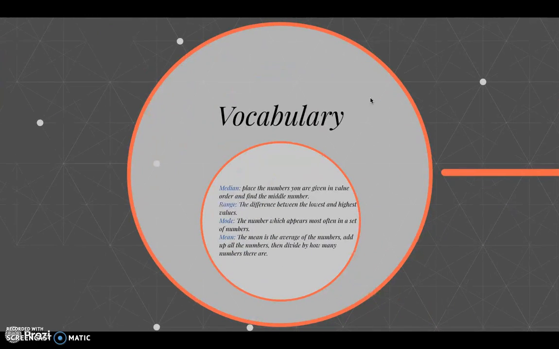The vocabulary words that we're going to learn today will be the median, range, mode, mean. The median is the place where we place the numbers in order and we select the middle number. The range is the difference between the lowest and highest values. The mode is the number which appears most often in a set of numbers, and the mean is the average of the numbers. We find this by adding all the numbers and then dividing it by how many numbers there are.